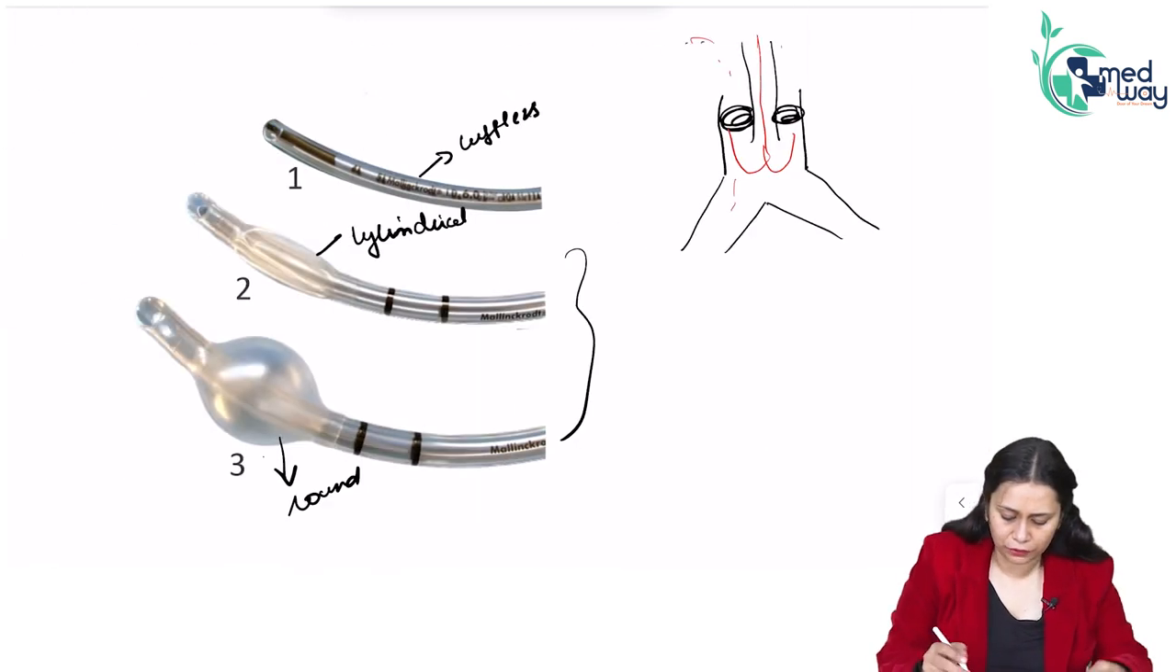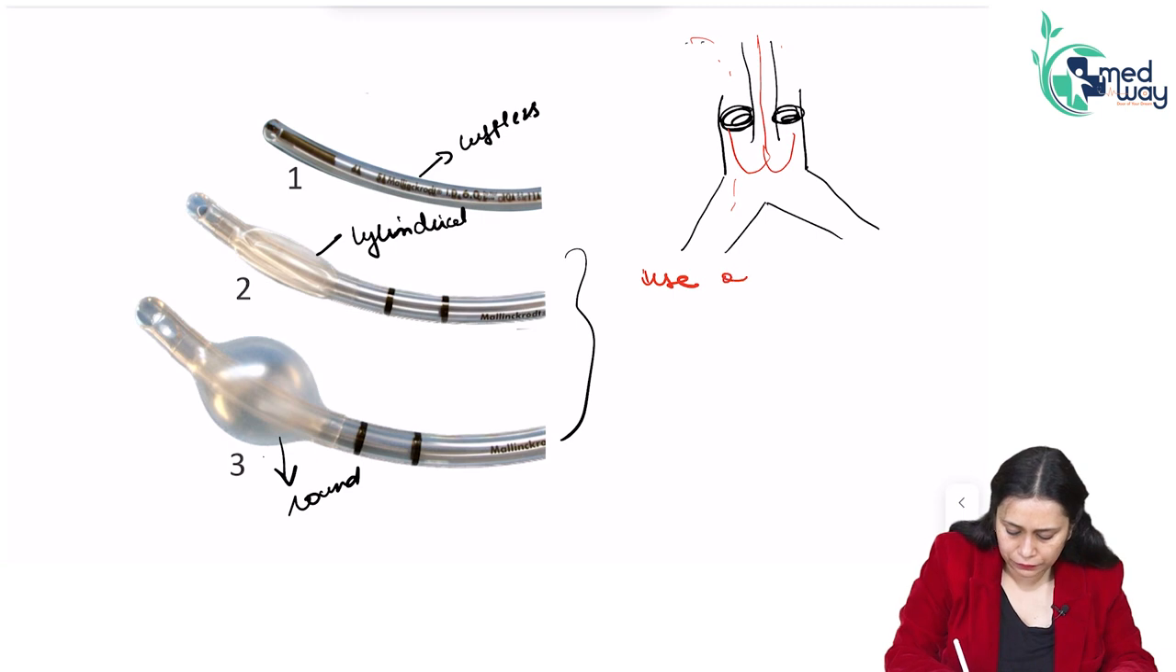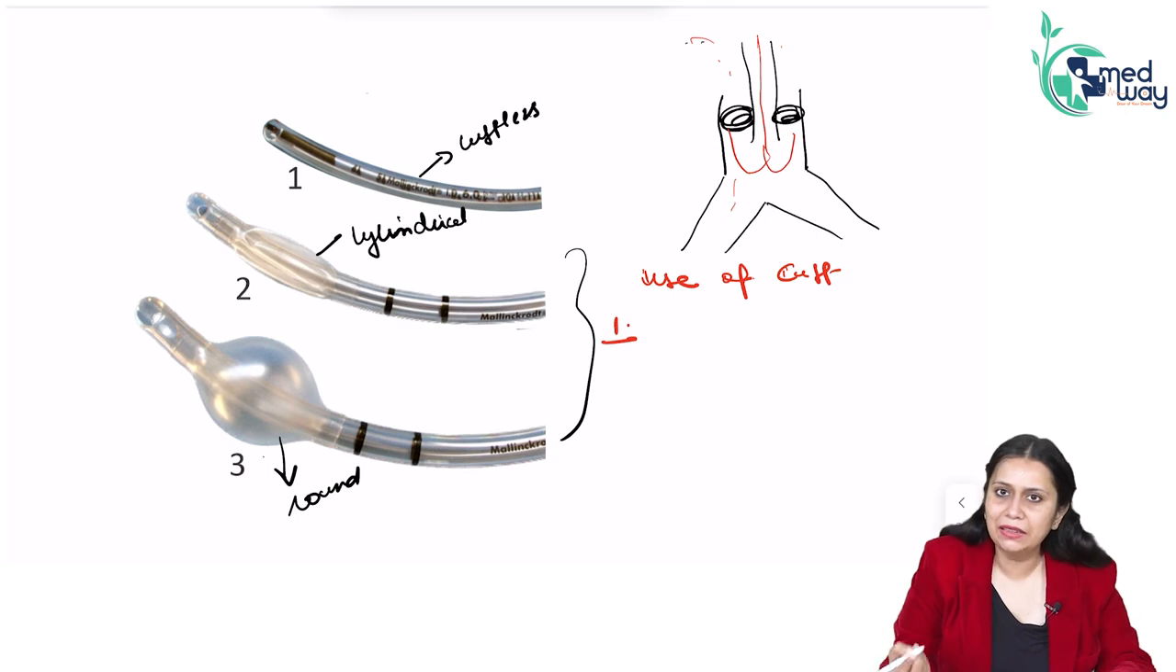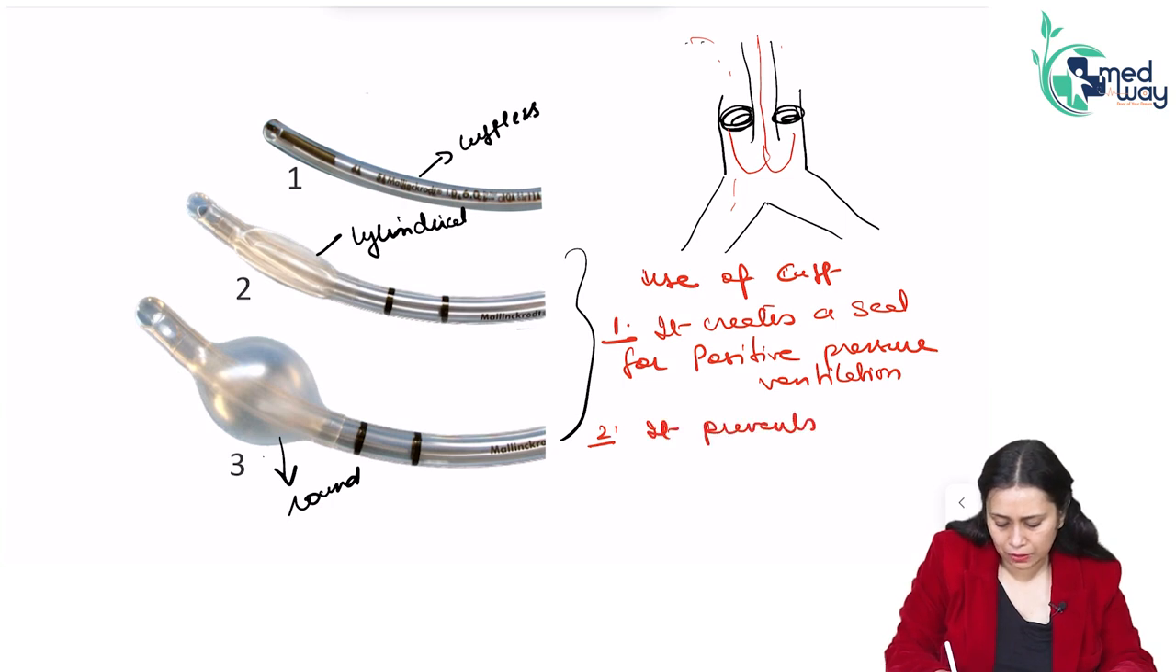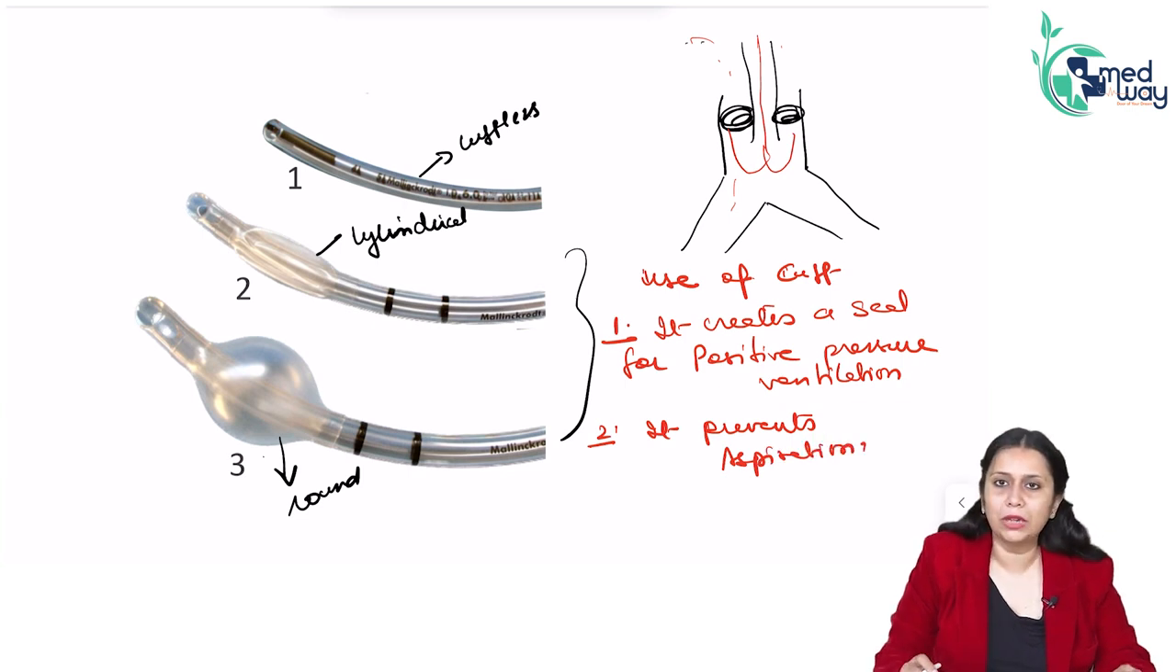So, what is the use of the cuff? Now, the cuff has two important roles. Number one, it creates a seal for positive pressure ventilation. And second, it prevents aspiration. Okay. Now, this cuff is of two types.